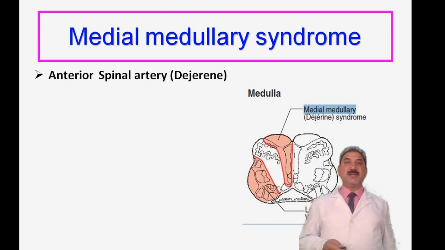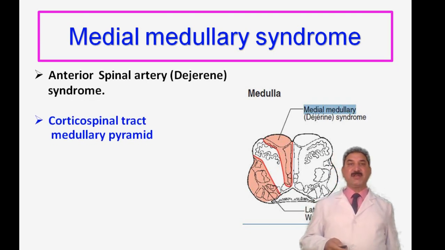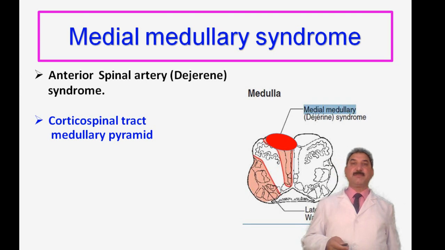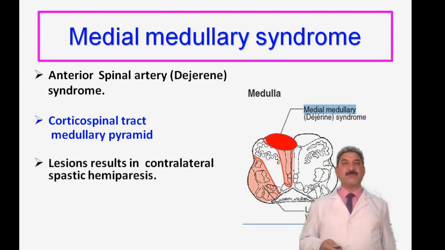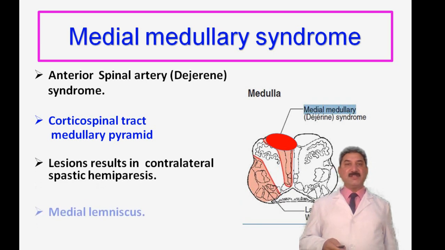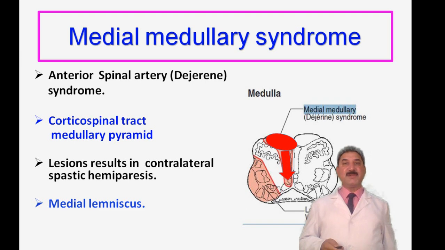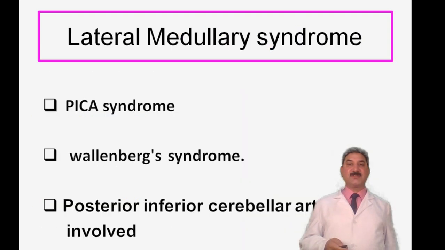Now, what is medial medullary syndrome? This syndrome is caused by involvement of the anterior spinal artery. It is also called anterior spinal syndrome, where the corticospinal tract is involved in the region of the medullary pyramids. So now we know the corticospinal tract contains motor fibers. As a result, this lesion results in contralateral spastic hemiparesis. It also affects the medial lemniscus, so there is contralateral loss of tactile and vibration sensations from the trunk and extremities.